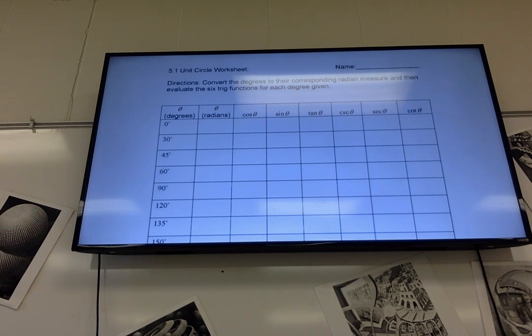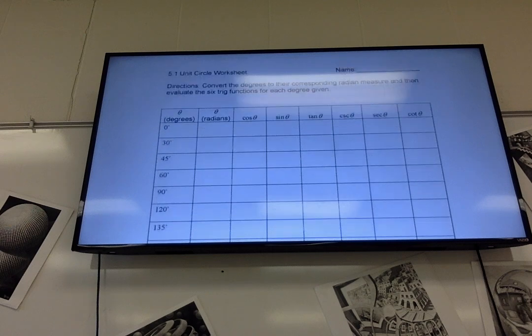So if you have any other writing on here other than the answers that go in the boxes, I won't let you use this for the test. So make sure that you do all this extra work that we're going to do on a separate sheet of paper. So first off, to go from degrees to radians, which 0 is pretty easy, but what you do is you multiply the degrees by pi over 180.